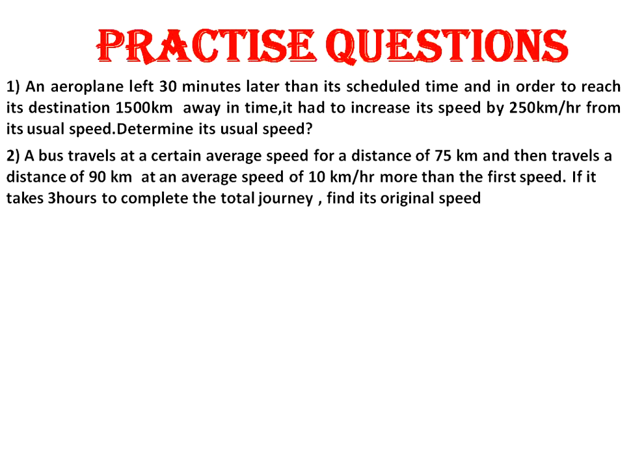A bus travels at a certain average speed for a distance of 75 km and then travels a distance of 90 km at an average speed of 10 km per hour more than its first speed. If it takes 3 hours to complete the total journey, find its original speed. 75 divided by x plus 90 divided by x plus 10 is equal to 3. So you have to solve the equation.